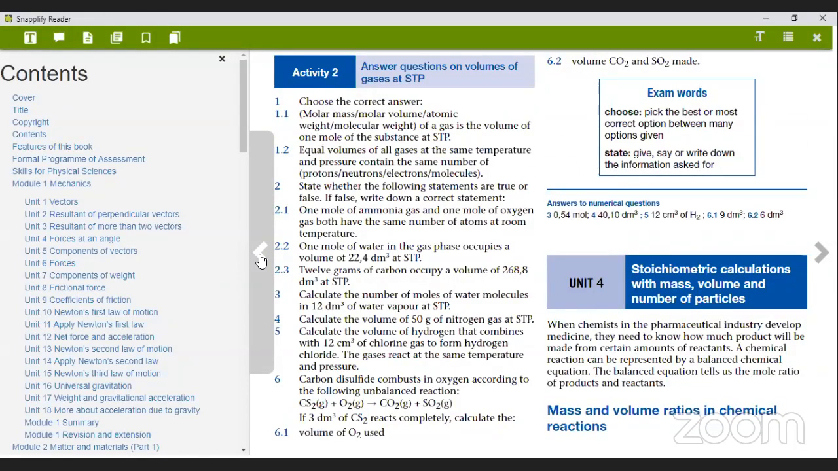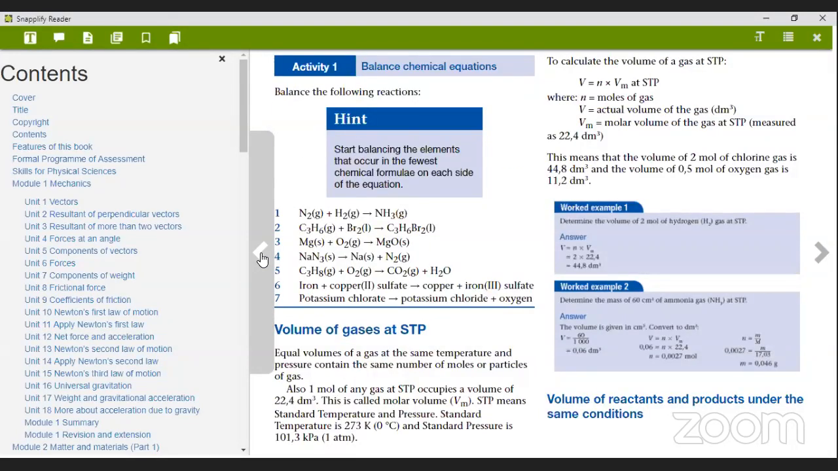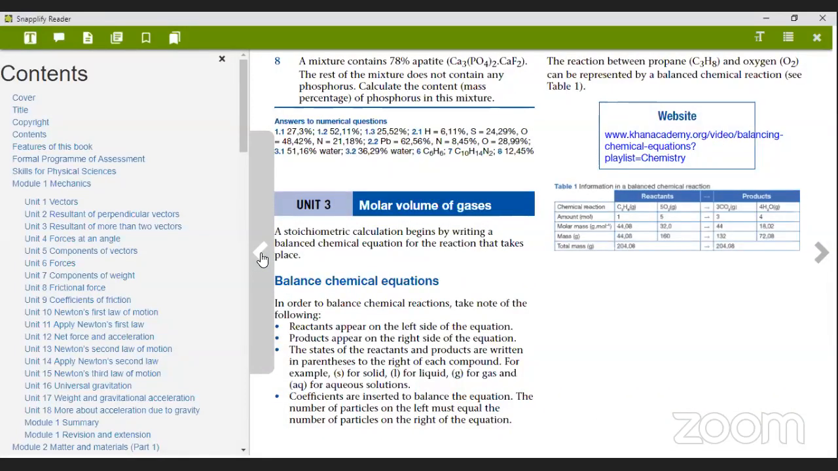Okay, so coefficients are inserted to balance the equation. The number of particles on the left must be equal to the number of particles on your right. What does this mean? I remember I once gave you guys an example: 1 plus 3 must be equal to 2 plus 2. They both equal 4 on each side, but in different ways. They always have to be balanced, and that's what we are going to be doing here today.